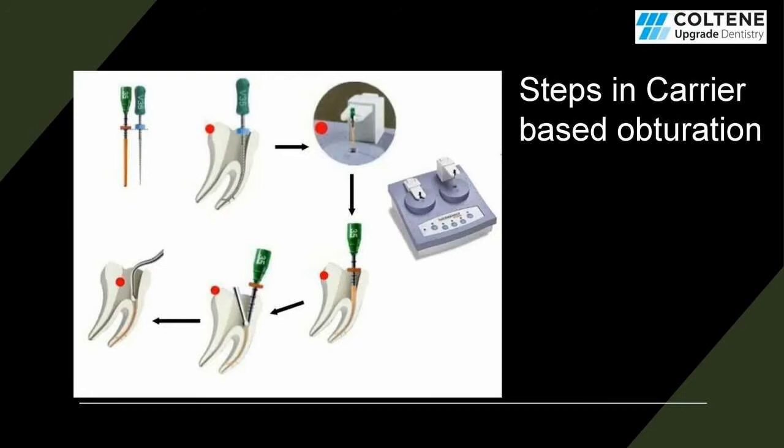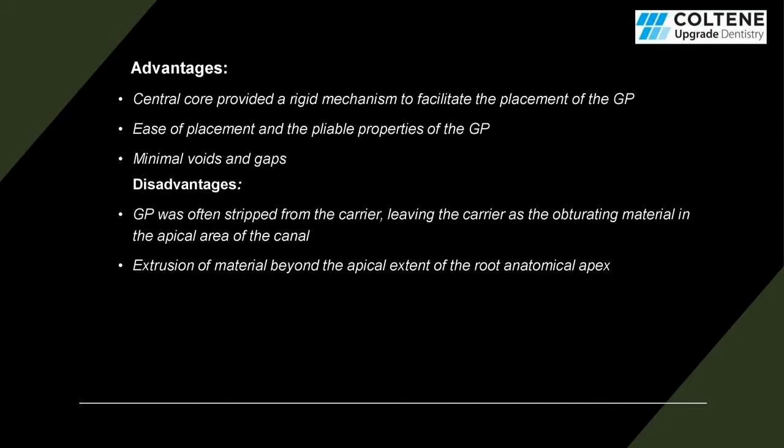The obvious advantage in this technique was the core, which is the defining criterion of this technique. The central core provided a rigid mechanism to facilitate the placement of the GP, and due to the pliable nature of the softened gutta percha, it flowed easily into the canals, with minimal voids and gaps because of the central core itself. The disadvantage is that many times in the apical area, the GP would strip off from the core and leave only the core in the apical part. If that happens, that negates the primary principle of the hermetic seal, and the method goes to waste. But other than that, it's a very beneficial method to achieve a good seal.